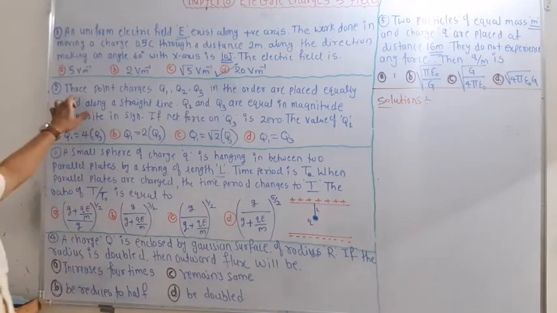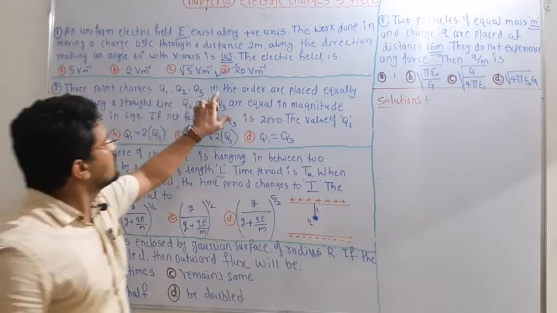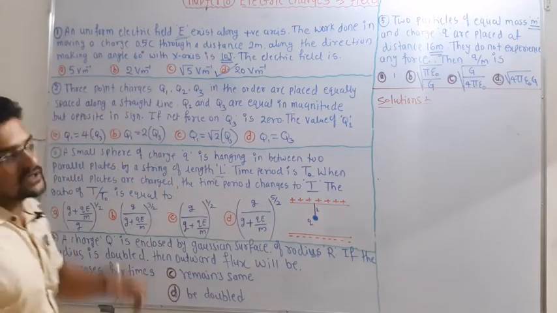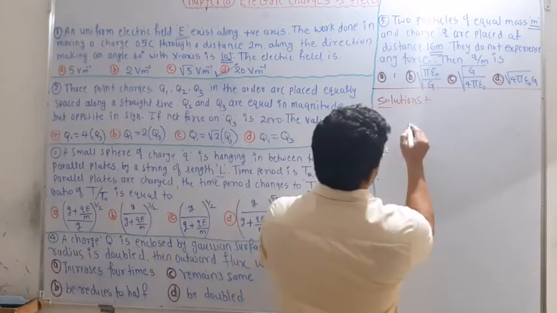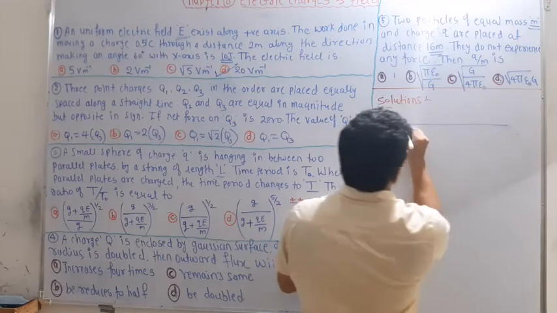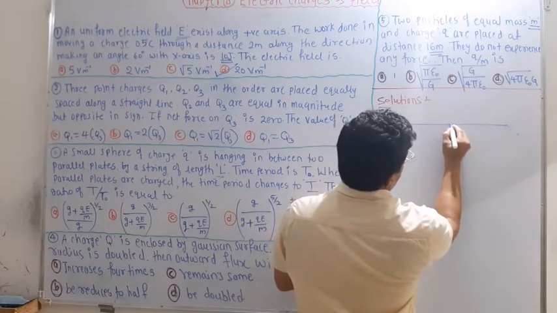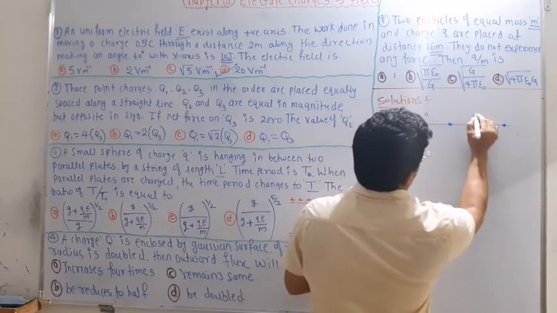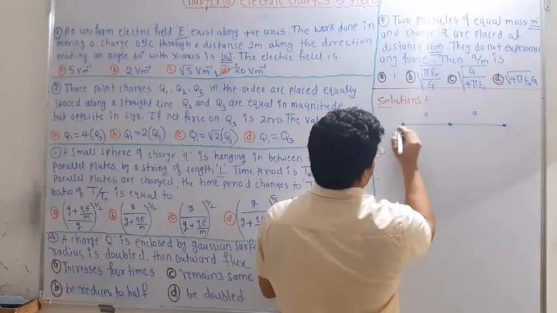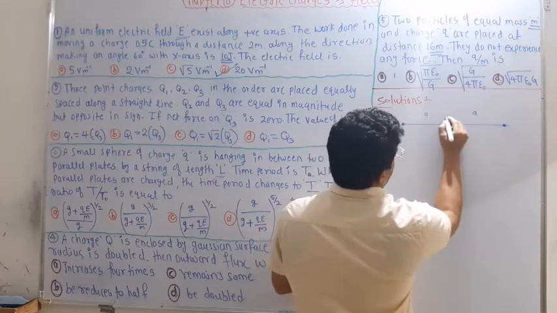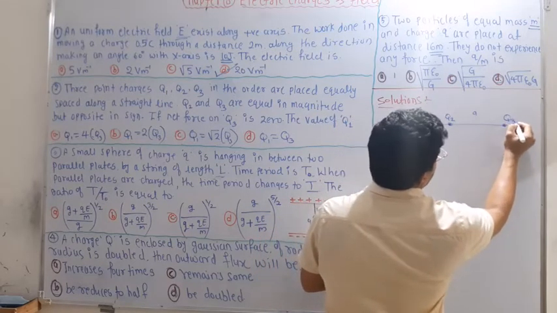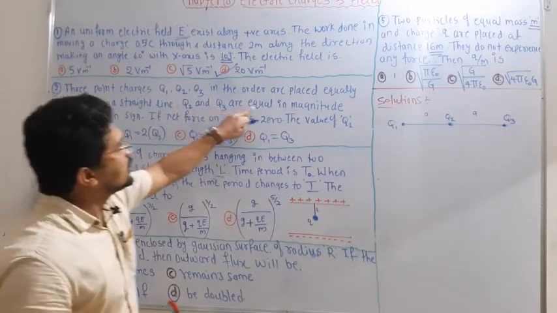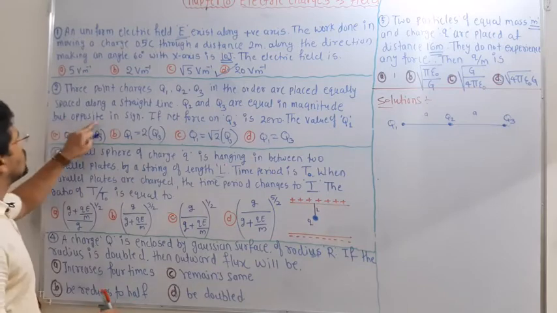So, second one: three point charges Q1, Q2, Q3, in order, are placed equally spaced along a straight line. So there are three charges placed along the same line. Let's say the distance between the first and second is a, and the distance between the second and third is a. Here it is Q1, here Q2, and here Q3. Next, Q2 and Q3 are equal in magnitude but opposite in sign.